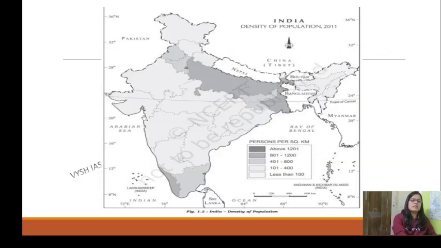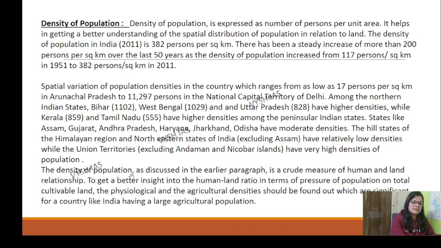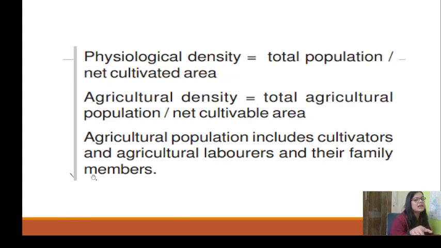Physiological density, because what we said is that density of population is a crude measure, because we are talking only about land and number of persons. So we said that you have to take into consideration physiological, agricultural and cultivable land. Based on that, what is physiological density? Total population upon net cultivated area. Agricultural density is total agricultural population upon net cultivable area.